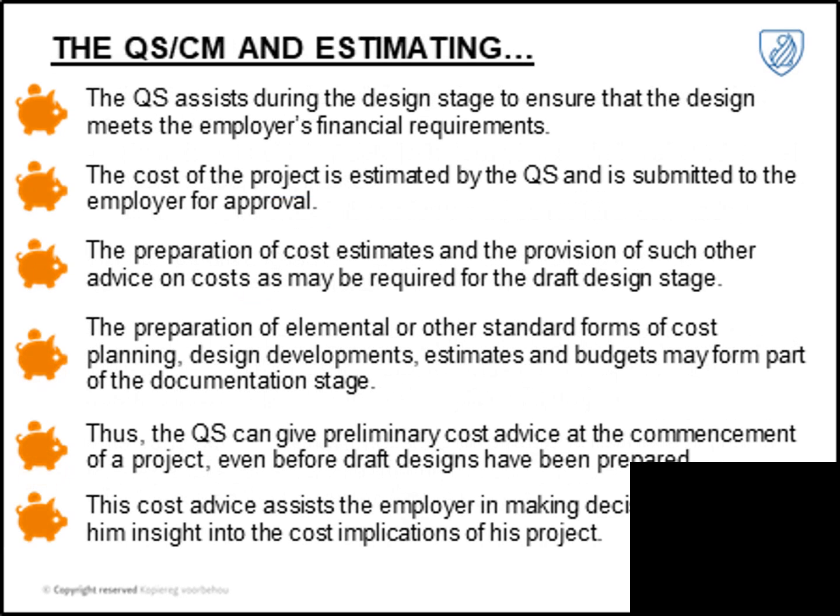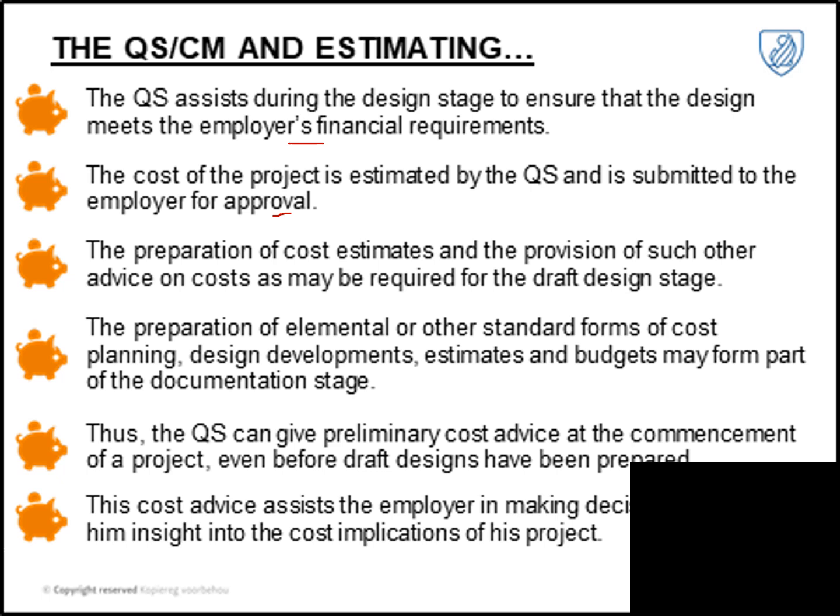So the QS assists during the design stages to ensure that the design meets the employer's financial requirements. That was what I was talking about just now. The cost of the project is estimated by the QS and submitted to the employer for approval. Okay, so you will see in the fee scales for the QS, there's always a cost estimate connected to each stage. The construction project managers will see that the emphasis usually falls onto the signing off of each stage. So the client actually signs off of the designs, the appointments, the estimates, and so on.